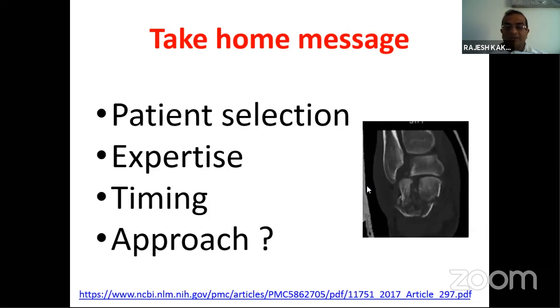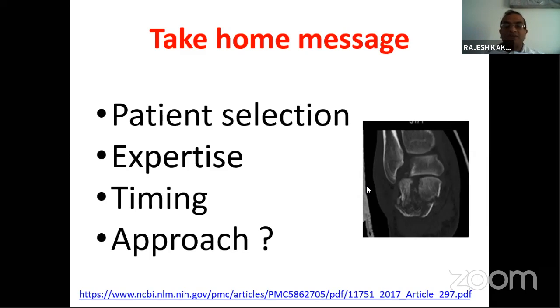So the take-home messages in this case would be patient selection, i.e. you need to have a patient who will comply with your post-operative regime. Smokers don't do well, so you need to carefully select the patients where you would offer operative intervention and who would then benefit from it.